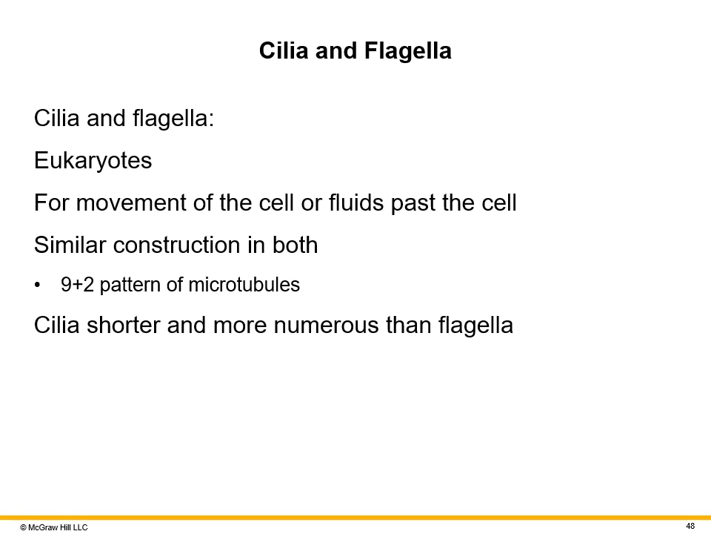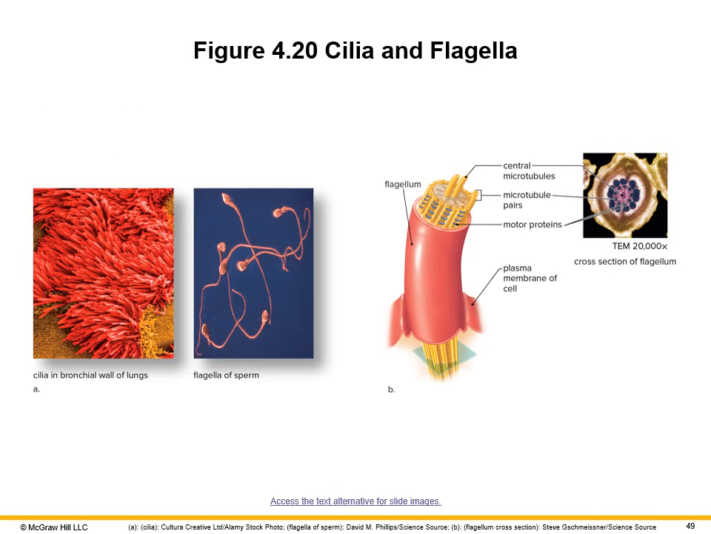So in eukaryotes, the flagella is helpful for cell motility, so the movement of the cell. There's similar construction in both the cilia and flagella. They are going to be made up of microtubules, which is one of the proteins of the cytoskeleton. The cilia is shorter and more numerous than the flagella. The cilia and flagella are also important for the movement of the cell or fluids past the cell in eukaryotic organisms. So here are some examples of both cilia and flagella.